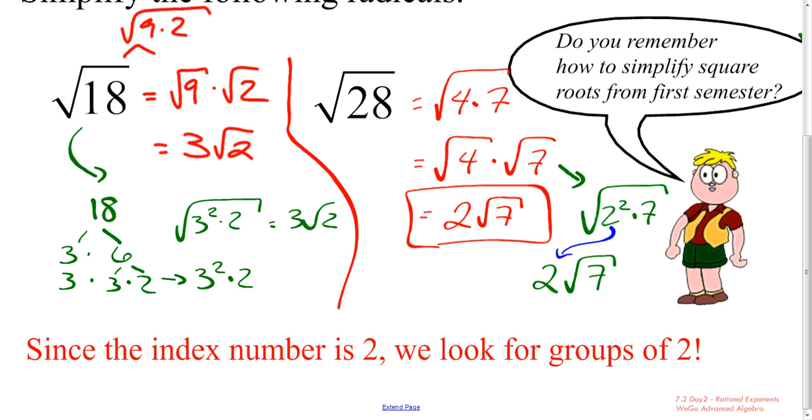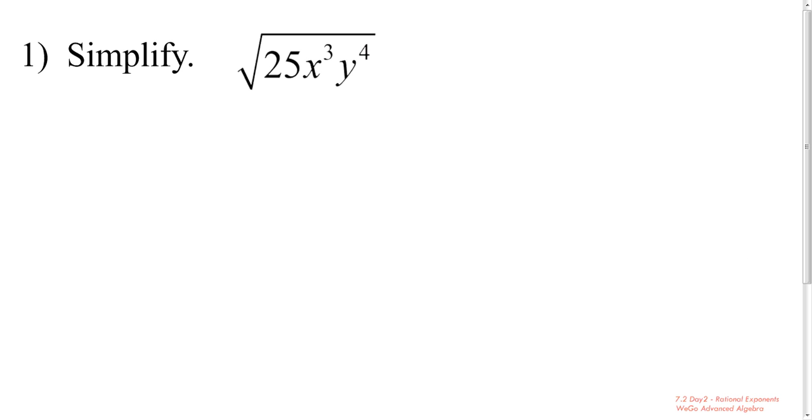So, and then tomorrow, obviously, if we're doing cube roots, we're going to look for 3, 4, whatever it turns out to be. So like here. So again, remember my index is 2. So looking for pairs.